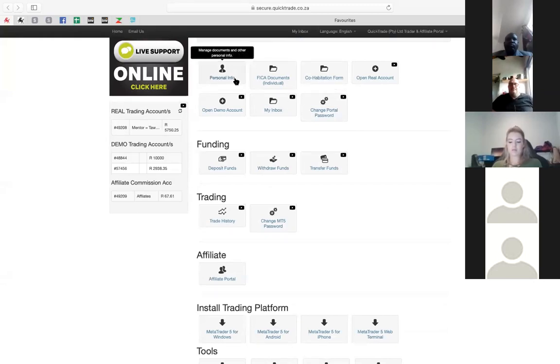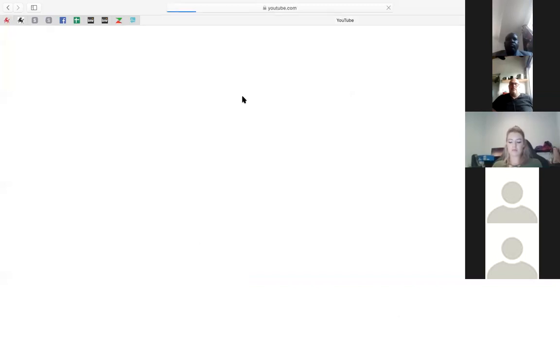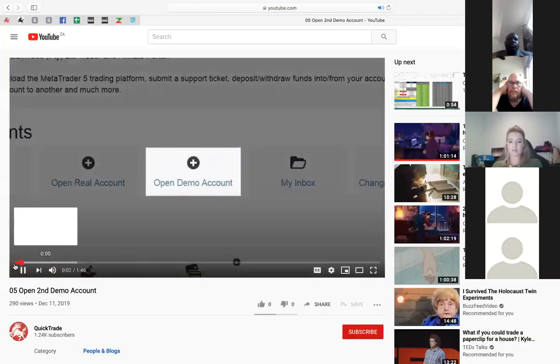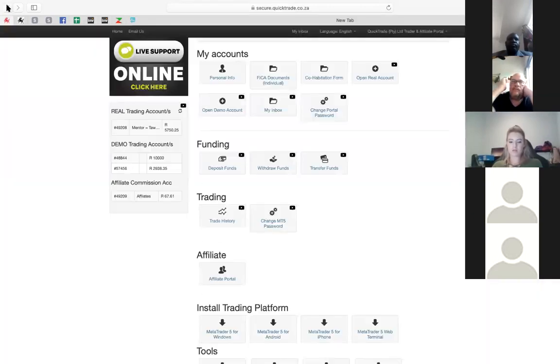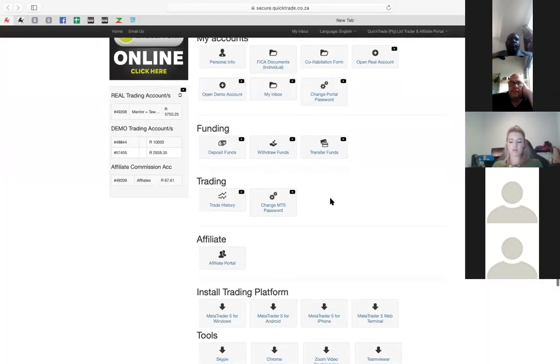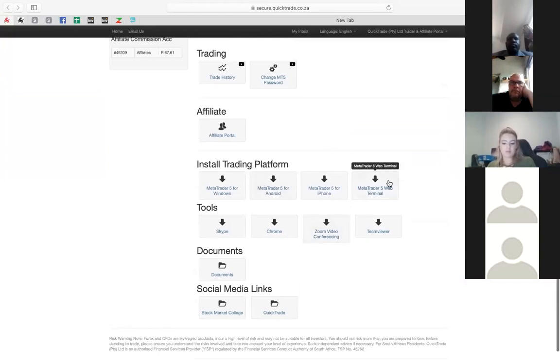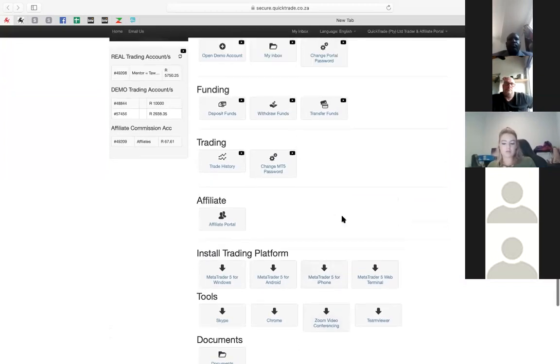Okay, so most of these buttons you'll see have a little YouTube icon, so if you click on one of them, how to open a demo account, it's going to take you directly to YouTube. Here you will be able to open a second demo account. Each trader is entitled to a maximum of 2 demo accounts. Then there are videos explaining how to do what, when, and where. You want to deposit funds, withdraw funds, transfer funds, and so on. All of these things over here, you guys can go and watch once you have a trading portal.